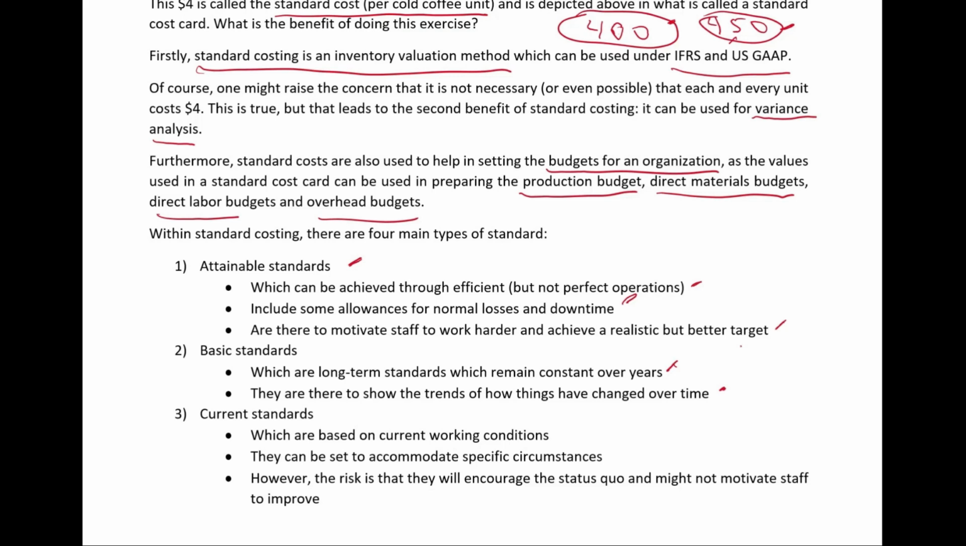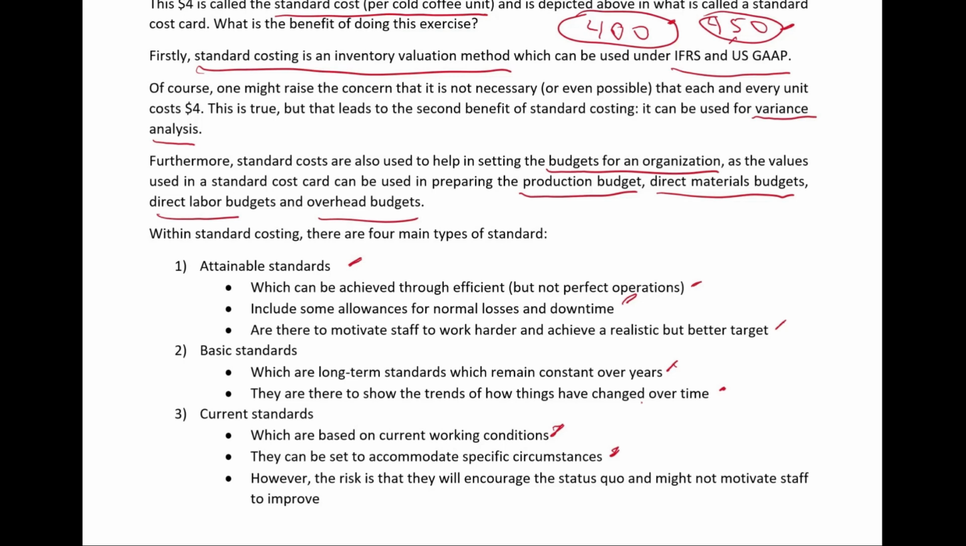You have your current standards, which obviously, as the name implies, are the most recent ones, which are based on your current working conditions, and they can be set to accommodate specific circumstances. So maybe during the year something happens, there's an economic recession all of a sudden, you will need to revise your standards, maybe reduce your cost or reduce your prices and so on. So that's where current standards will come in.